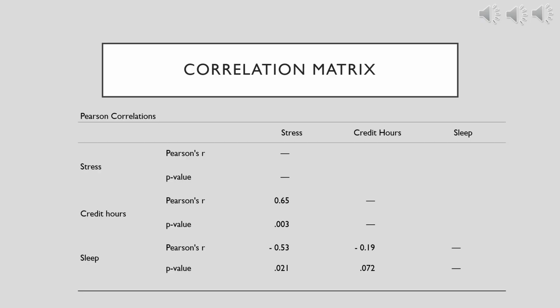I can't reject that because you can see that the p-value associated with credit hours and sleep for the Pearson's R, the p-value is 0.072. That's above our cutoff, our alpha, of 0.05. And therefore, we fail to reject the null hypothesis.